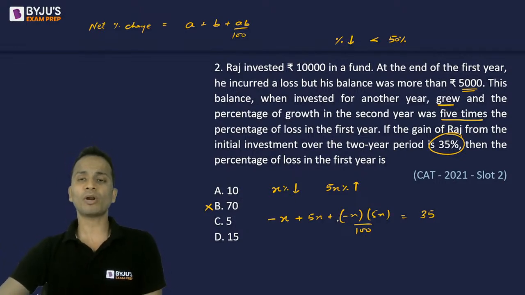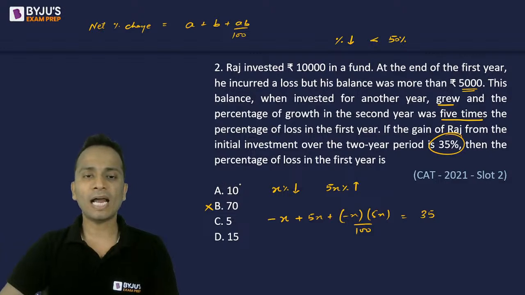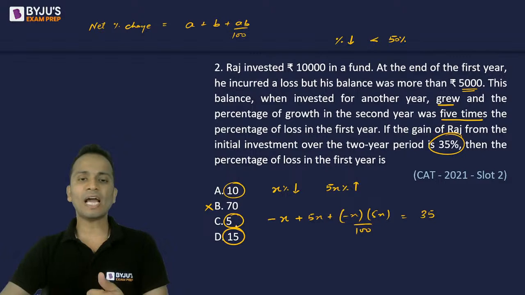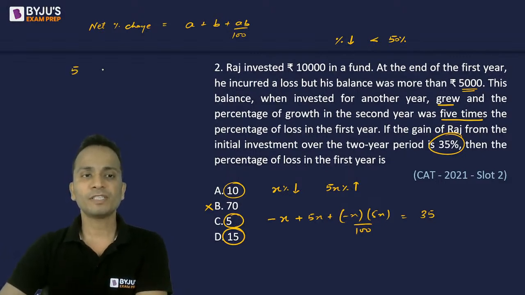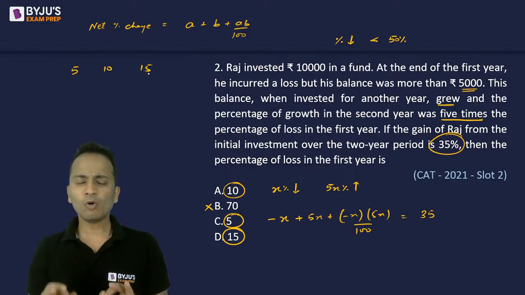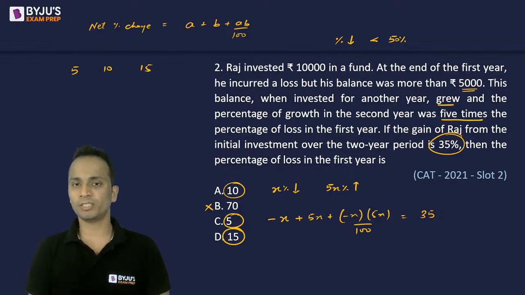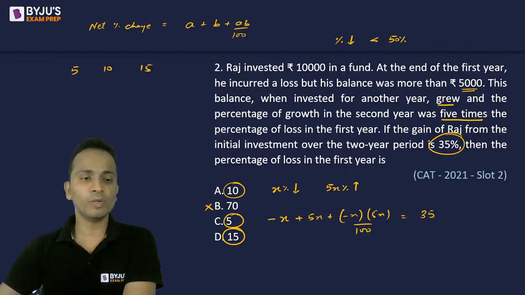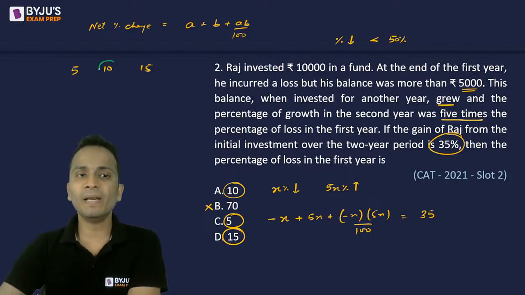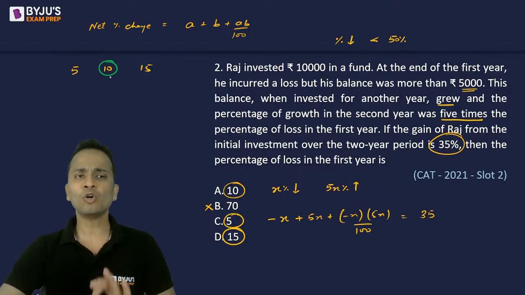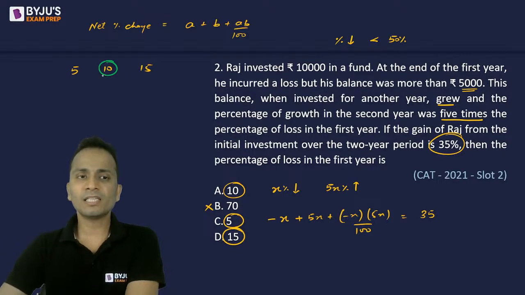But why solve the quadratic? Why can't we go and use the options that are there in front of us? So I have three options: 5, 10 and 15. Now how can we properly utilize the options? What I generally do is I always go for the middle value. If I have three options, 5, 10, 15, I'll go for the middle value. I'll consider this as the value of x.